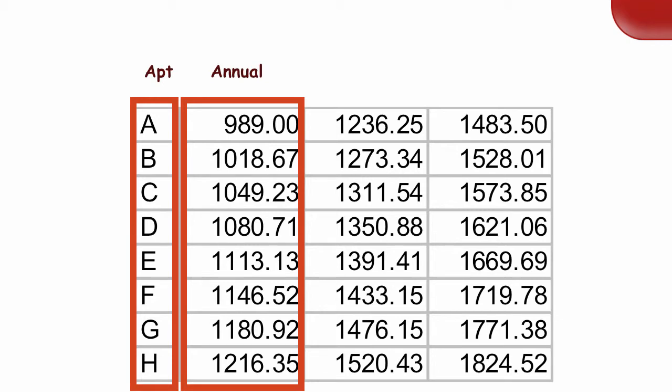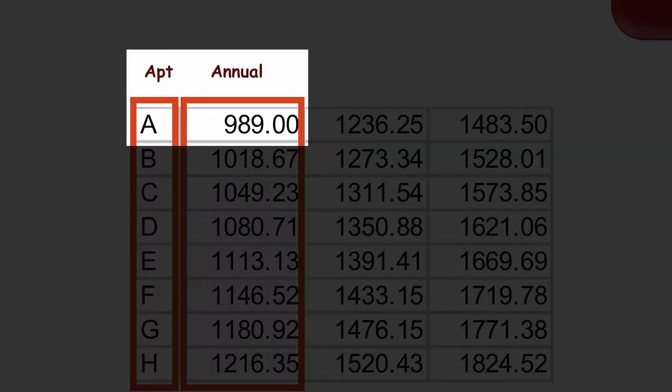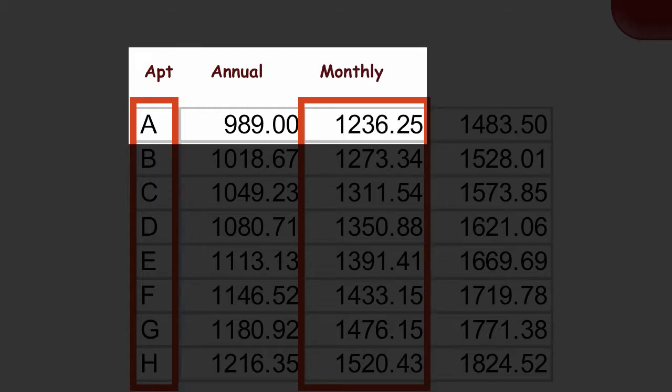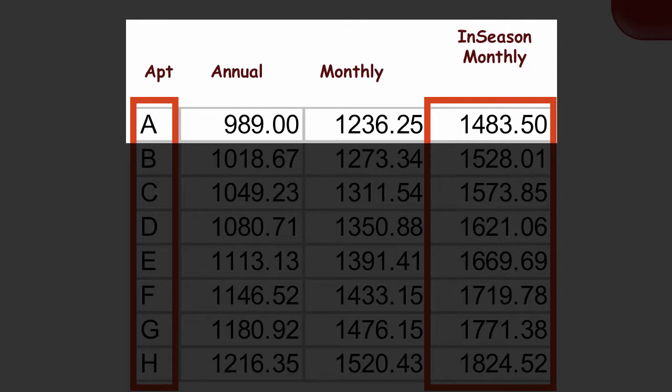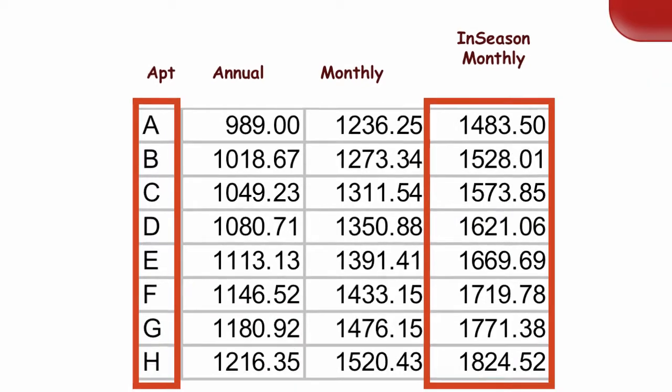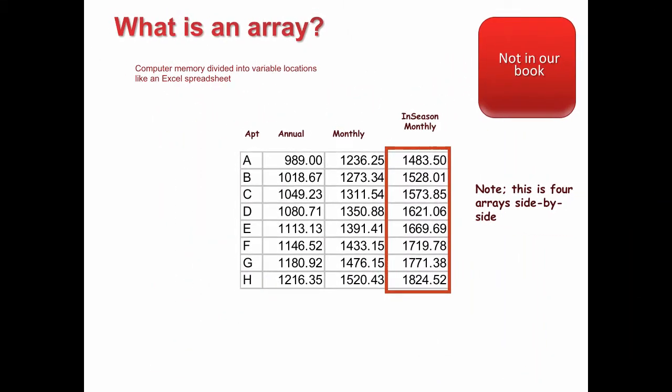Well, this is actually an example of 4 side-by-side arrays, and the table gives us the rent for apartments at the beach. Because that has a season to it, if you're going to rent apartment A for the year, it's going to be $9.89 a month. If you're going to rent it on a monthly basis, it's going to be $12.36, because that means we've got more expenses involved. And by the way, if you're going to do it in season monthly, it's going to be even more expensive because of the demand. So that's how these arrays are actually linked. They're actually 4 side-by-side arrays: APT, annual, monthly, in-season monthly.